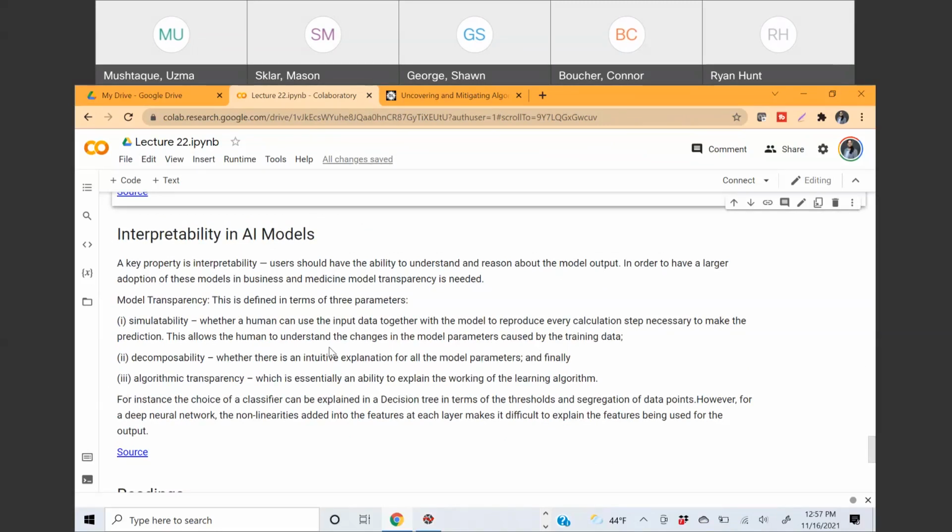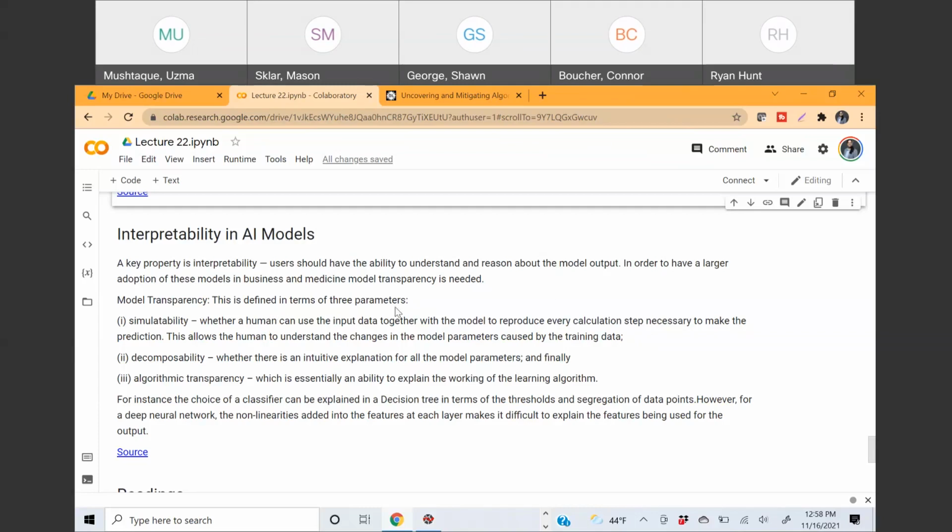Okay. So of course, different papers describe interpretability in different ways, but it's basically the ability to understand and reason about the model output, right? So if I'm getting a particular prediction, I should be able to explain why I'm getting this versus why I'm not getting the other outcome, right? And so, as I said, in order to have larger adoption of these models in business and medicine, transparency is required. These deep networks are black boxes, because there is so much non-linearity that we keep adding with every subsequent layer that it's hard to describe how the variables got updated and why, and how I came up with this particular prediction, right?